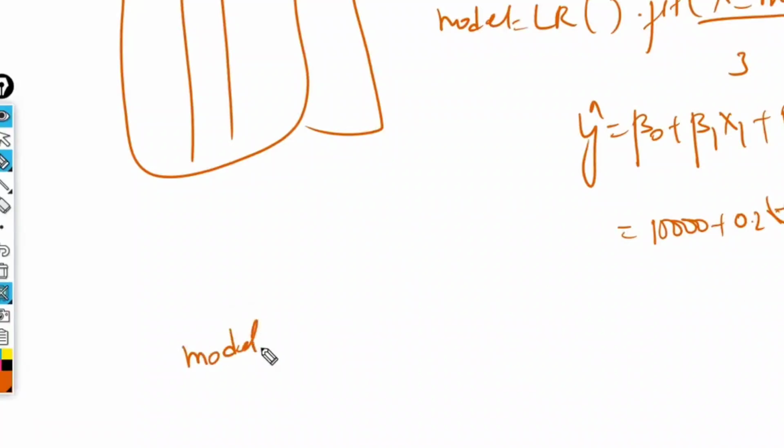Now you are calling model.predict, and inside that you have given only one value, called 500. You have given only one value.